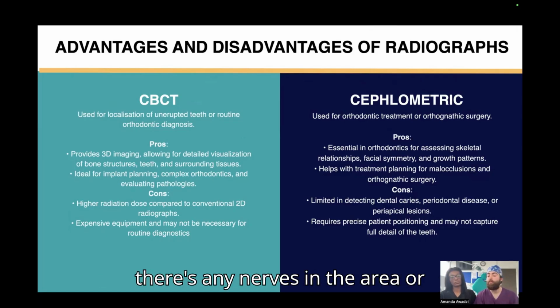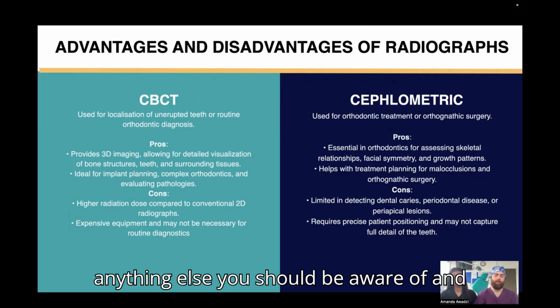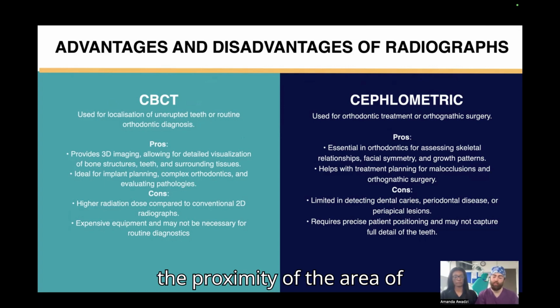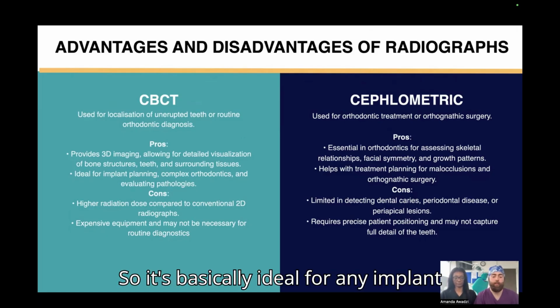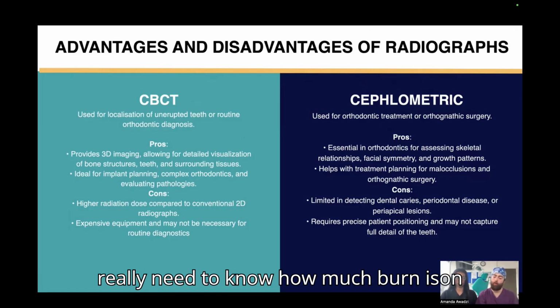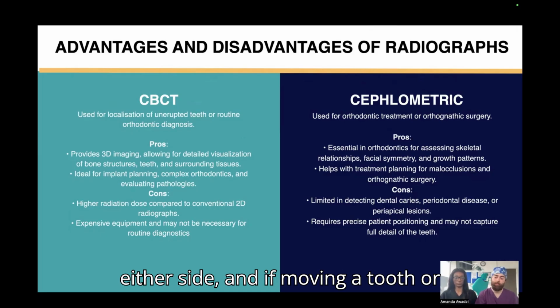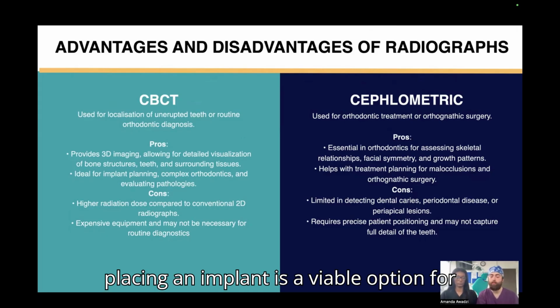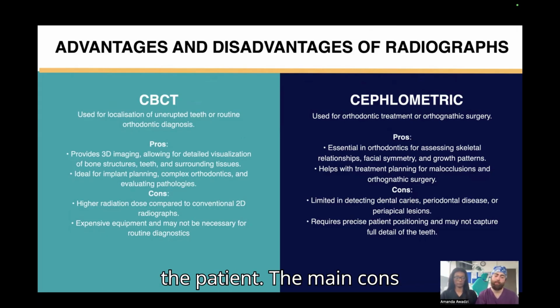For example, if there's any nerves in the area or anything else you should be aware of, and the proximity of the area of concern to other areas as well. So it's basically ideal for any implant planning and complex orthodontics, as you really need to know how much bone is on either side, and if moving a tooth or placing an implant is a viable option for the patient.